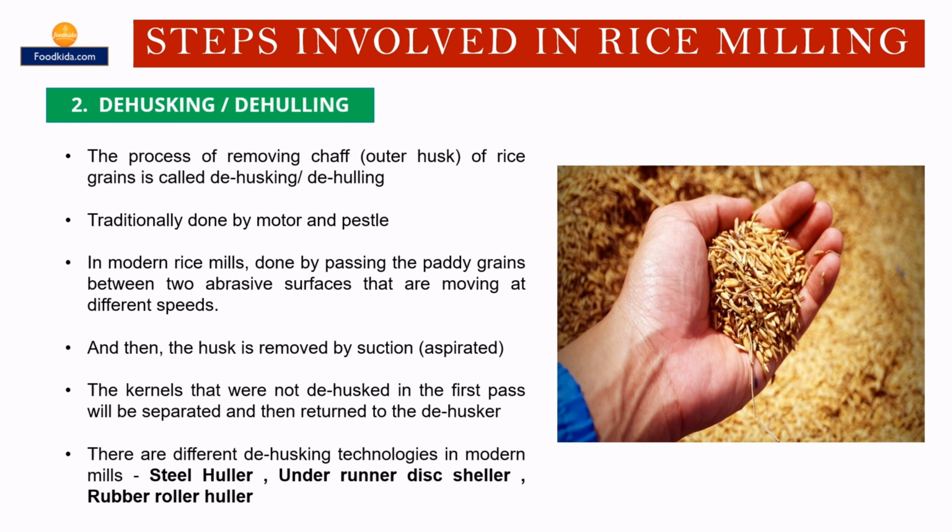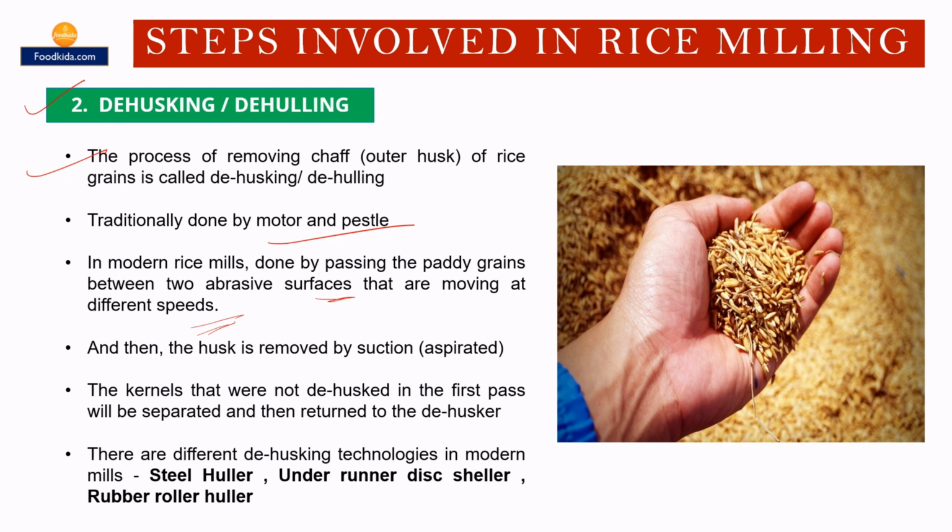Now the second step is de-husking or de-hulling. The process of removal of the outer husk layer from the paddy by friction is called either de-hulling or de-husking. Traditionally, the de-hulling process was done using mortar and pestle, but in modern mills, it is done by passing the paddy grains between two abrasive surfaces that move at different speeds. After separating the husk and paddy, the husk is removed by aspiration and transported to a dump outside the milling plant. After this, finally the brown rice is obtained in this step.